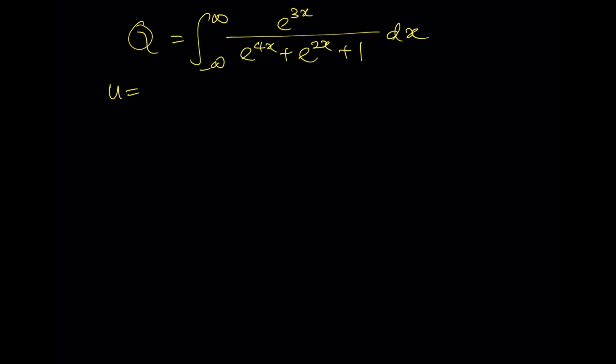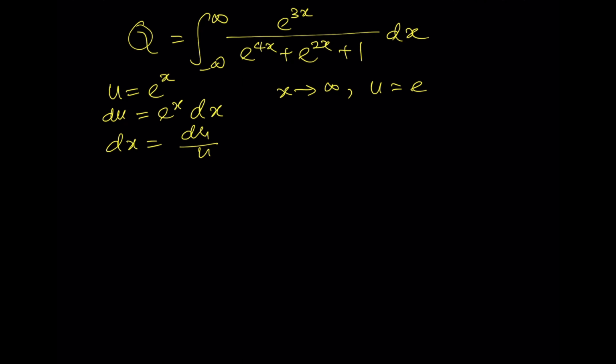Define u equals e power x, therefore du equals e power x dx. dx is equal to du divided by u. For the new integration bound, when x approaches infinity, u equals e power infinity, which approaches infinity. When x approaches negative infinity, u equals e power negative infinity, which approaches 0.